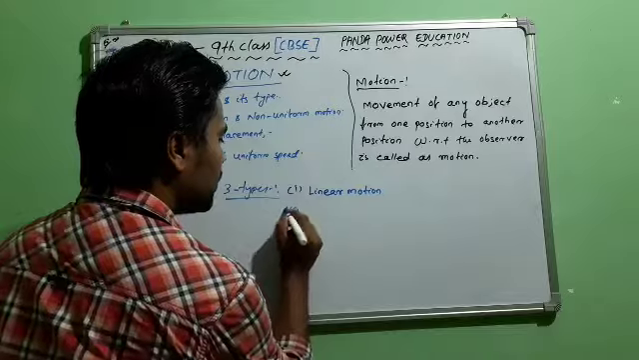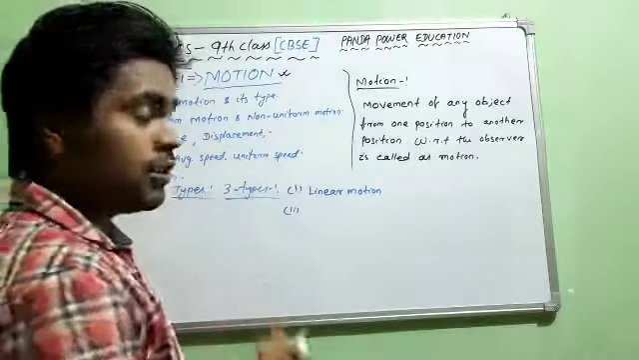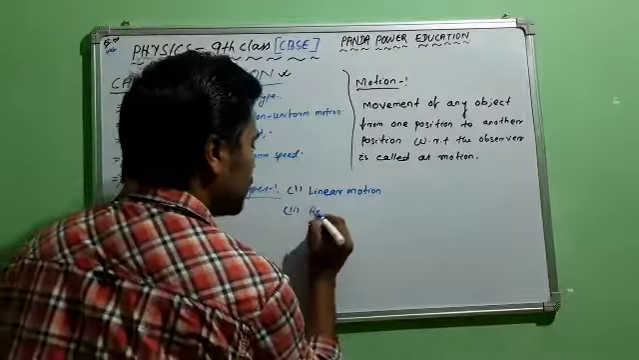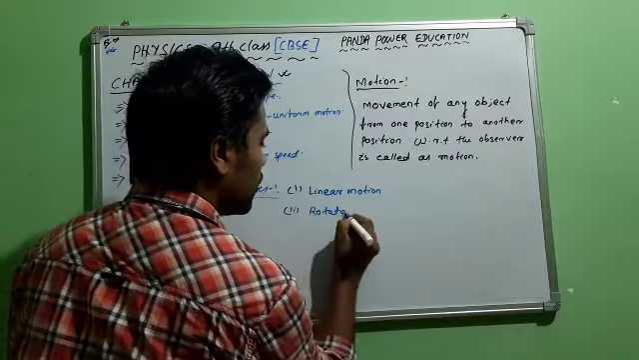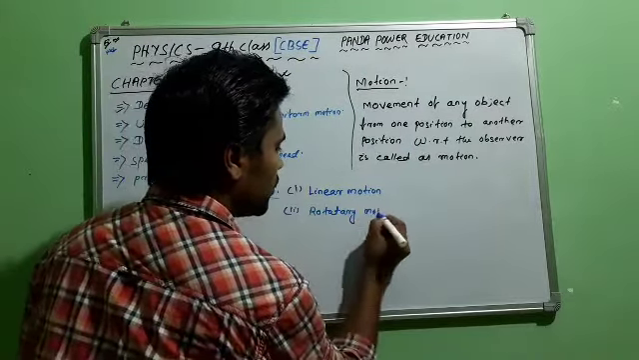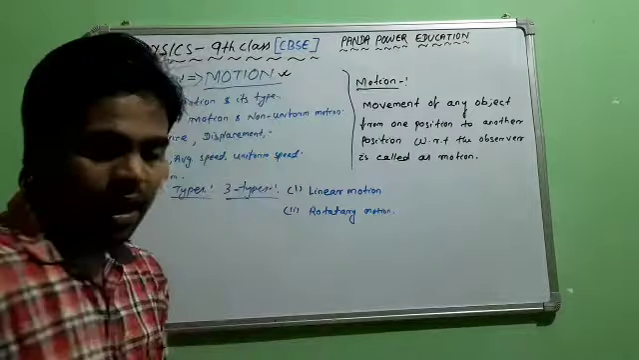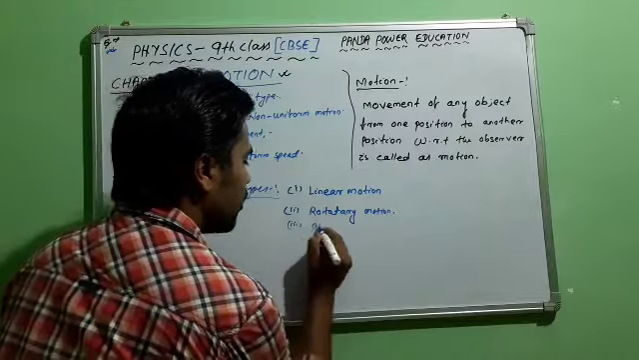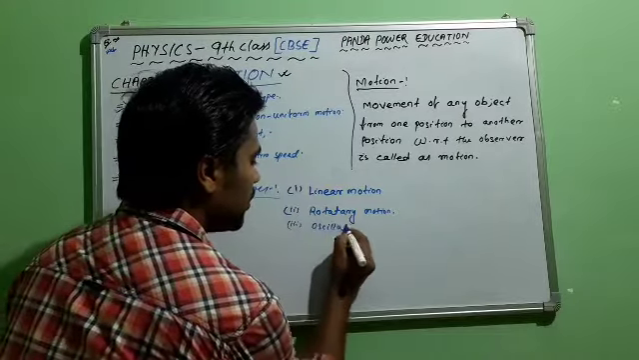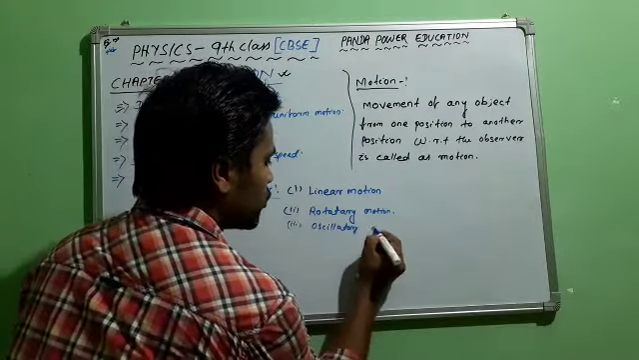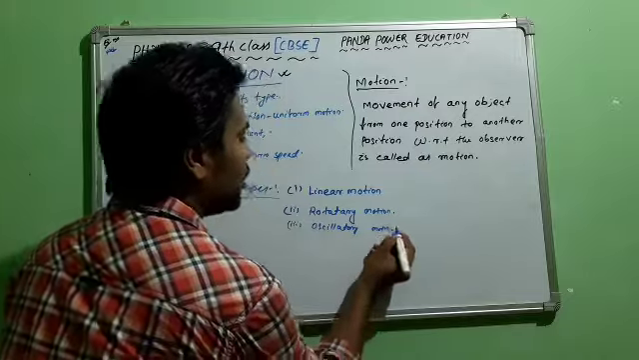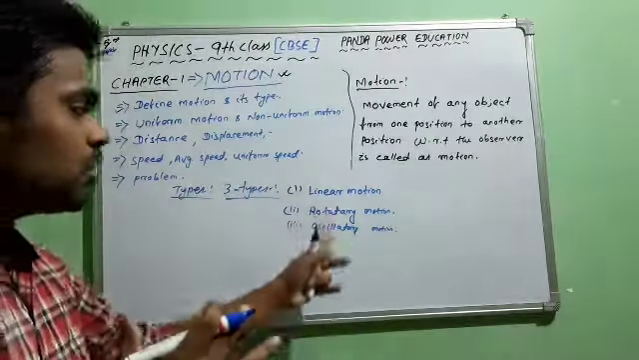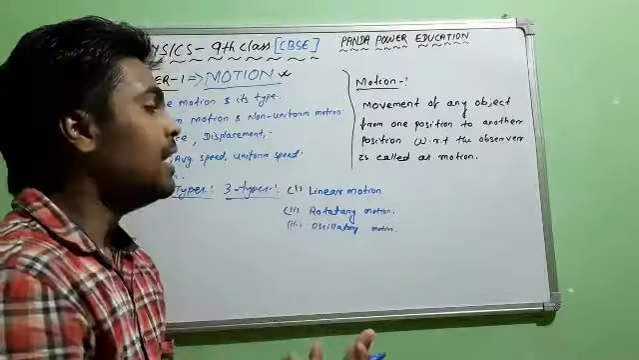Second one, write in the notes copy. Second one, rotatory motion. Third one, oscillatory motion. Got it? According to nature, there are three types. In your daily life, those three types of motion you already see.